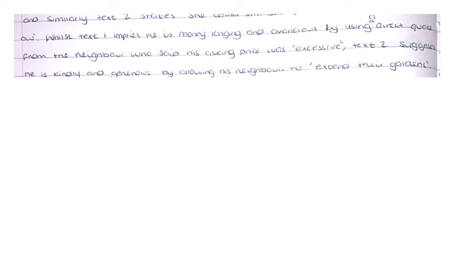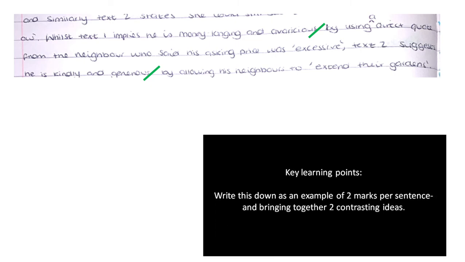So we've got avaricious, which is definitely a brilliant inference about the way the first text portrays Starmer, and then we've got generous as the contrasting point for the way text 2 presents him. So what I'd like you to do is write this down as an example of 2 marks in one sentence, bringing together 2 very obvious contrasting ideas. It's also got some fantastic vocabulary in it as well.